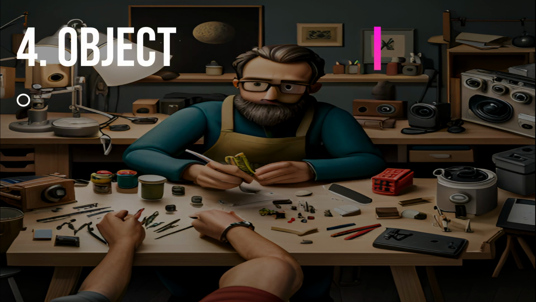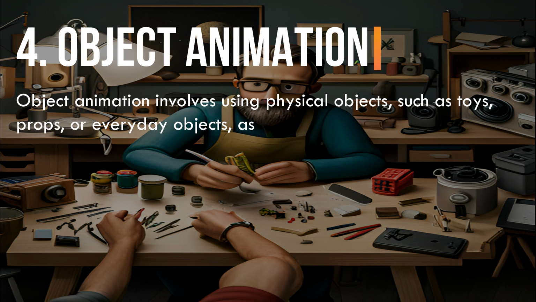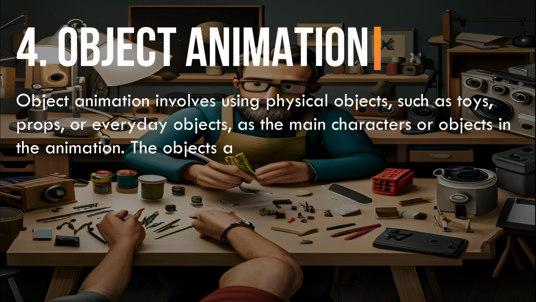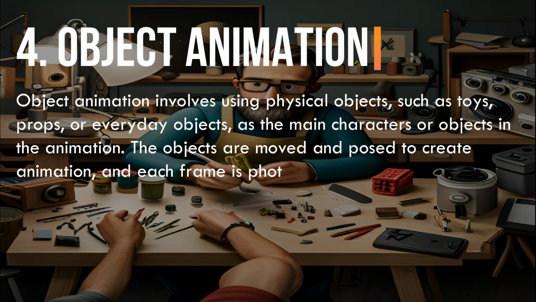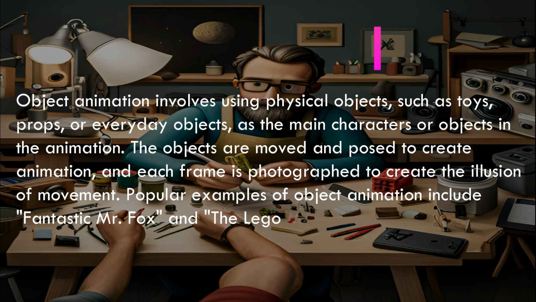4. Object animation. Object animation involves using physical objects, such as toys, props, or everyday objects, as the main characters or objects in the animation. The objects are moved and posed to create animation, and each frame is photographed to create the illusion of movement. Popular examples of object animation include Fantastic Mr. Fox and the Lego Movie.